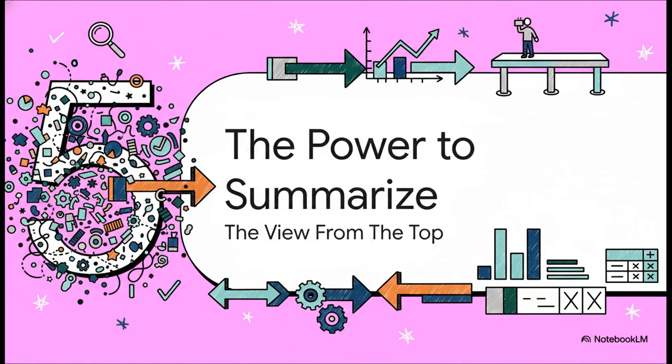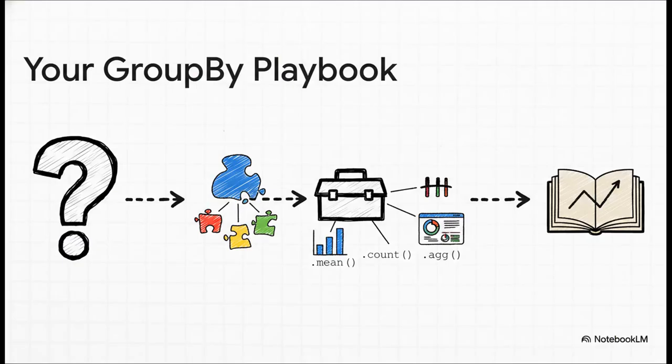So let's just pull back for a second and review the journey we've been on. We started with this jumbled mess of raw data, and step by step, we built a framework for pulling out clear, actionable insights. This right here is your playbook. Always, always start with a clear question. Then use GroupBy to split your data based on the categories that matter for that question. Apply the right aggregation, whether it's a simple one like .mean or a whole dashboard with .agg. And finally, the most important part, look at the result and find the story.